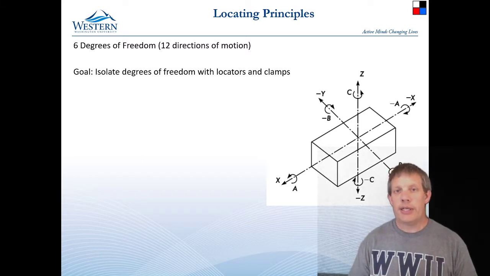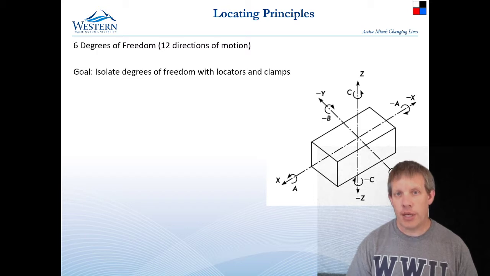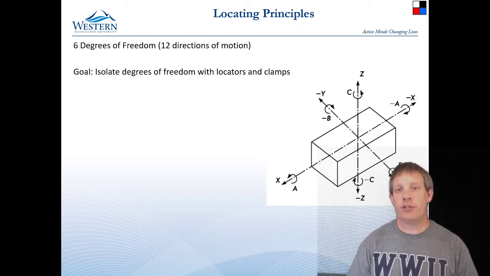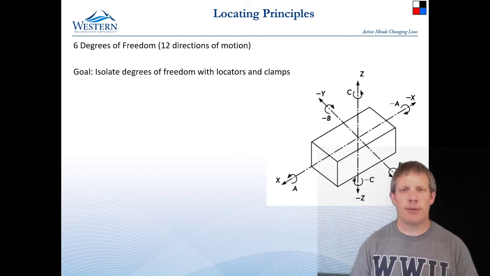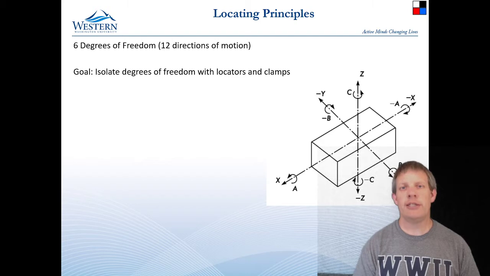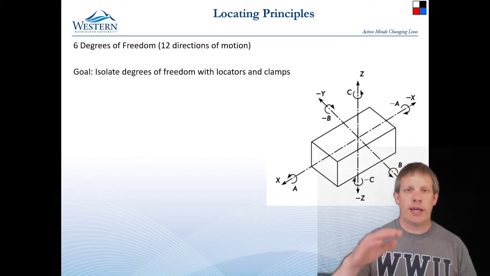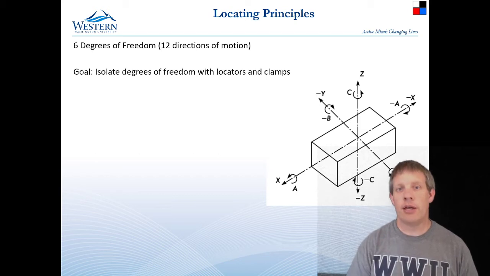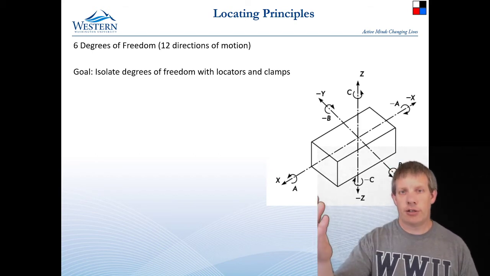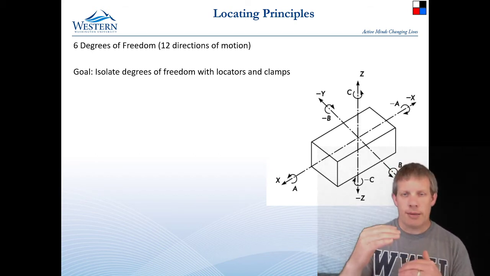And so what we need to do is isolate the degrees of freedom, and we use locators to do that to begin with, and that limits the degree of freedom, and usually it only limits it in one direction, not always. And then we often use a clamp directly across from the locator to eliminate that second degree of freedom. Why don't we use clamps on both sides?